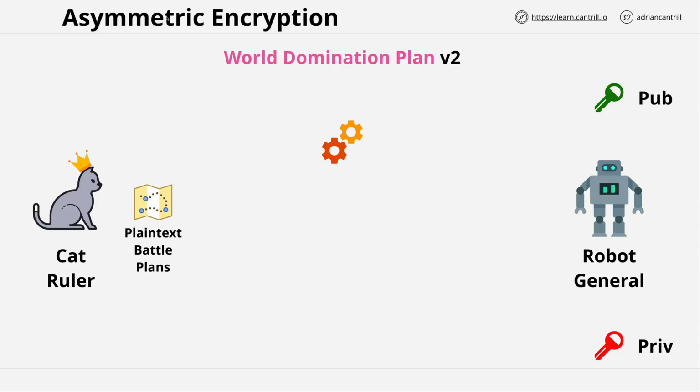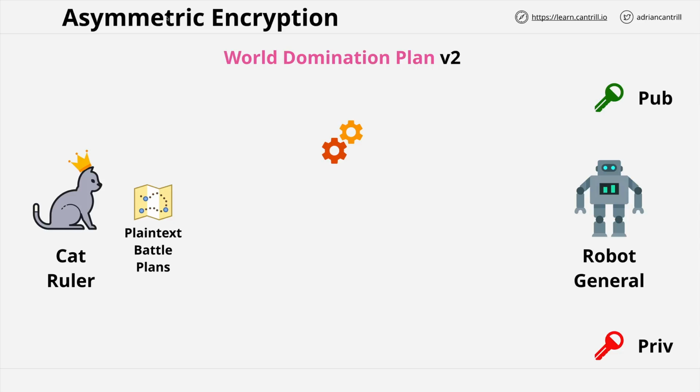To keep the diagram simple, we're going to use the example of where the cat ruler will be sending the battle plans to the robot general. So only the robot general in this scenario will need to generate any keys. Now a public key can be used to generate ciphertext, which can only be decrypted by the corresponding private key. The public key cannot decrypt data that it was used to encrypt. Only the private key can decrypt that data.